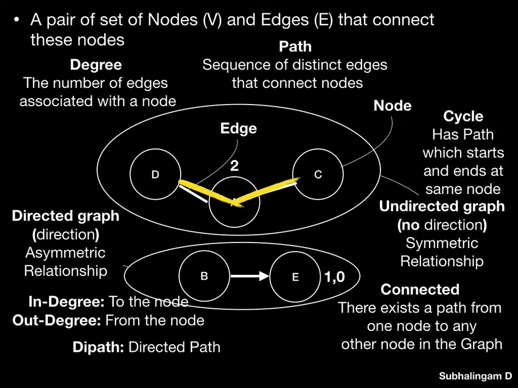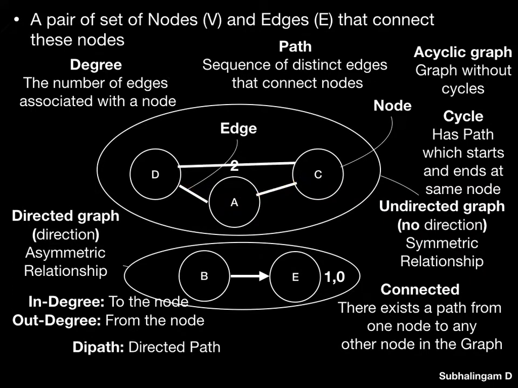Next comes cycle. A graph is said to have a cycle if it has a path which starts and ends at the same node. And a graph that does not have any cycle is called an acyclic graph. So the top graph is an example of an acyclic graph.